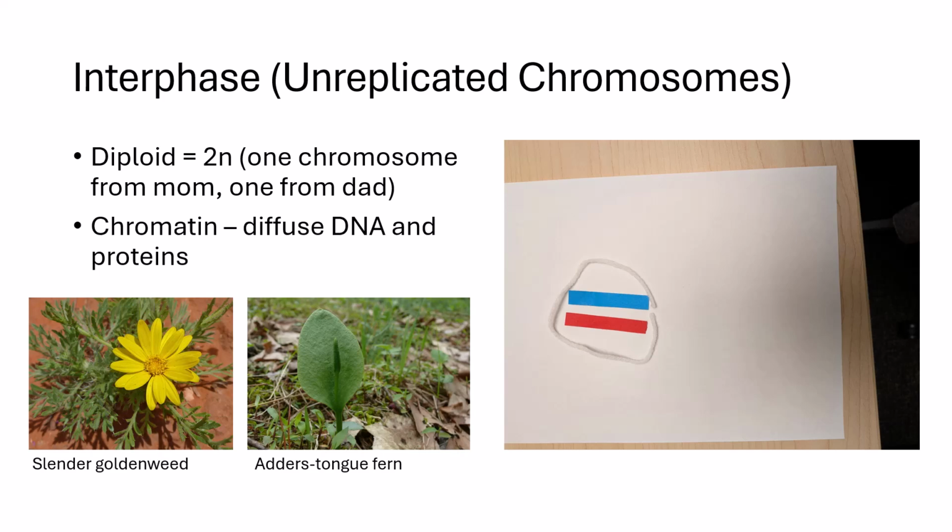During interphase, DNA exists as chromatin, where DNA and proteins are more relaxed and not visible to the naked eye. If I was going to make the paper model more realistic for interphase, it would be super long and skinny, coiled in the nucleus. Keep in mind that plants have a diploid number, 2N, ranging between 10 and 100, although there are some, like slender goldenweed, that has 2 pairs, and the highest is the adder's tongue fern, with 720 pairs. At this stage, DNA has not yet been copied.